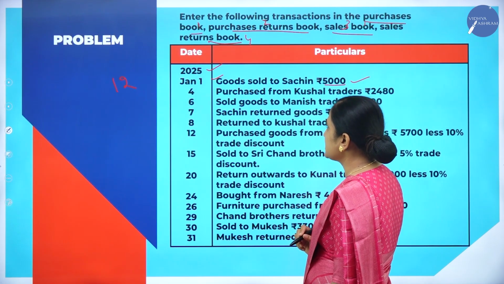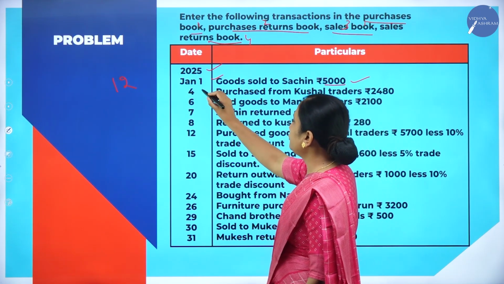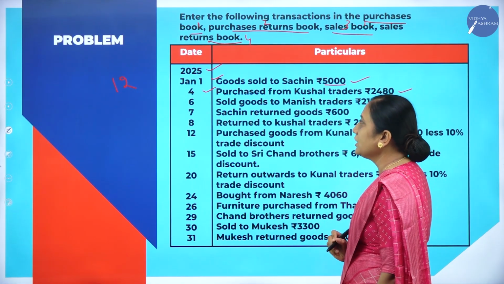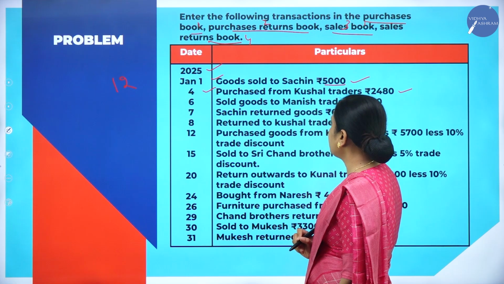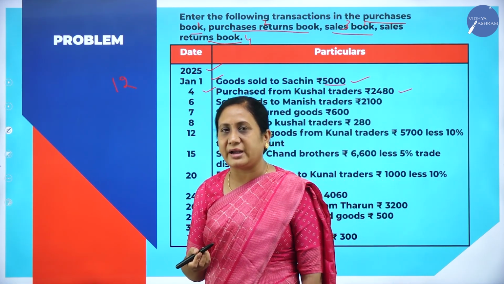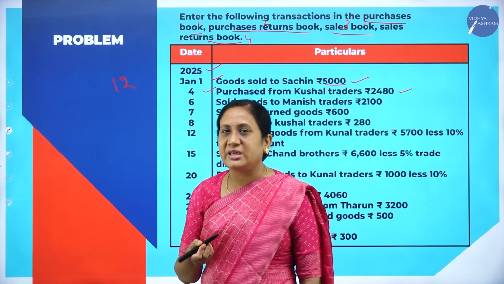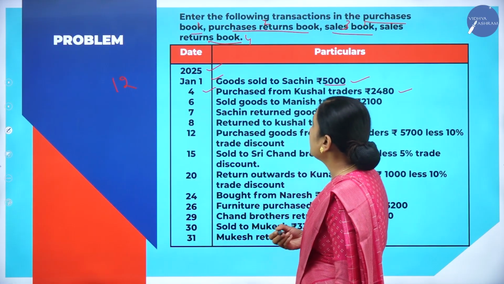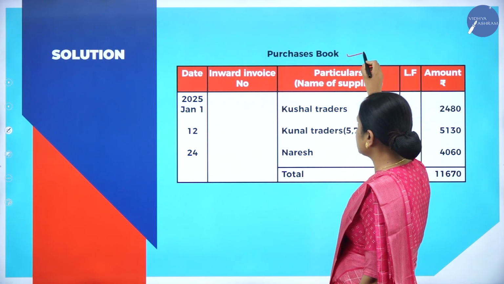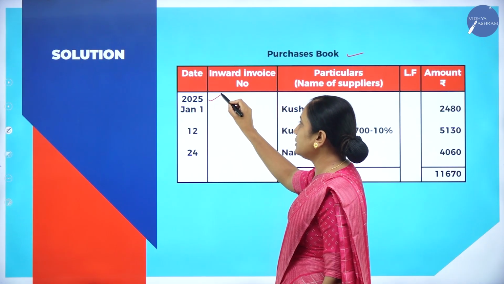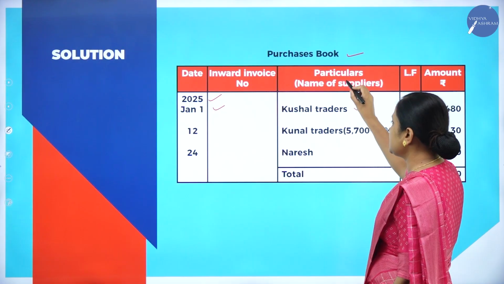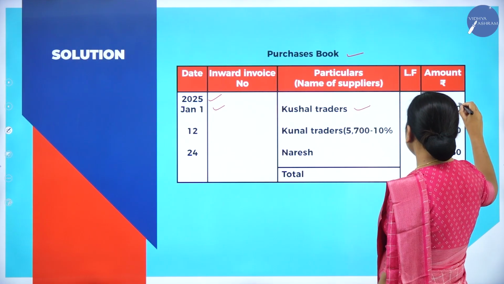Now we will look into the next transaction. Jan 4, purchased from Kushal Traders rupees 2,480. What is the meaning of this? Purchased from Kushal Traders. This means the business is purchasing goods from Kushal Traders. Purchasing means buying. So where should we enter? We should enter in the book called the purchases book. Right here, 2025 Jan, Kushal Traders. They are the suppliers, particulars, Kushal Traders. How much have we spent?